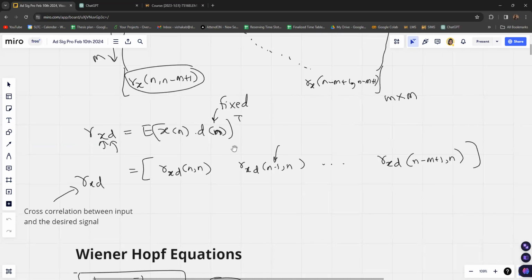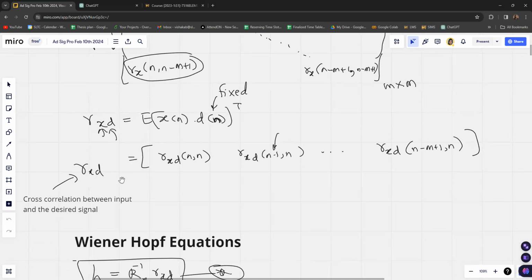Next, we create another vector, which is Rxd. This vector is known as the cross correlation vector, which is the cross correlation between the input signal X and the desired signal D. So we can form the cross correlation using the expectation between Xn and Dn. Also for this cross correlation vector, we can consider up to M samples of the input signal and compare them with the desired signal's samples.